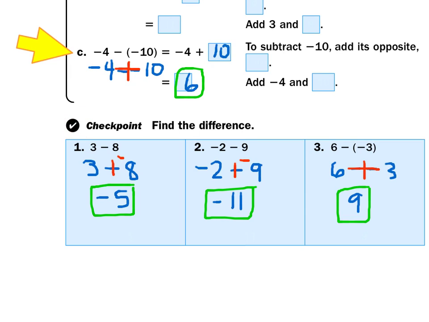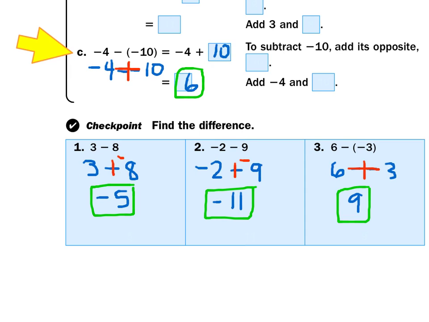And then take a look at the checkpoint. It just says find the difference, but I want you to practice rewriting it as an addition problem. So here, on number 1, 3 minus 8. I want you to add a line and change the sign. So this becomes 3 plus negative 8.